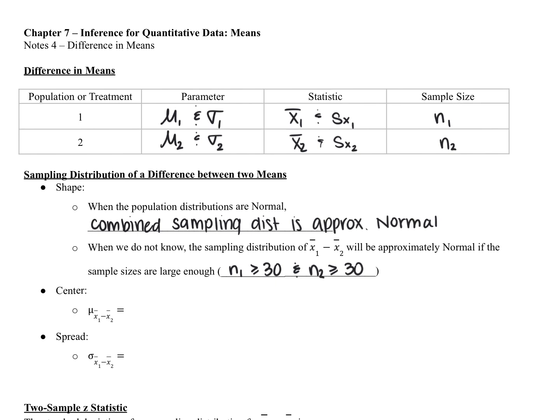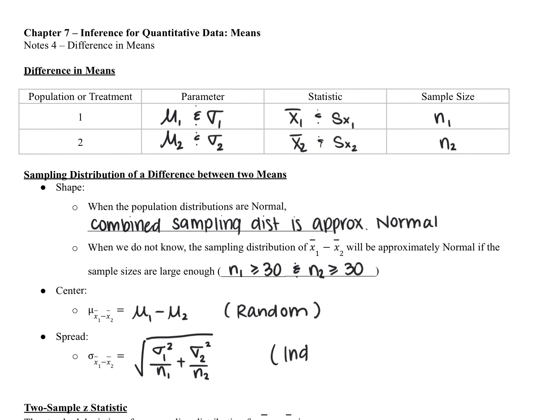Then our center is calculated by just subtracting our population means, as long as we are taking a random sample or we have random assignment. And then our spread, our standard deviation, was calculated by doing the square root of our population standard deviation squared over N1, plus the second population standard deviation squared over N2. And that was as long as we had independence. So our sample sizes both had to be less than or equal to 10% of their populations.